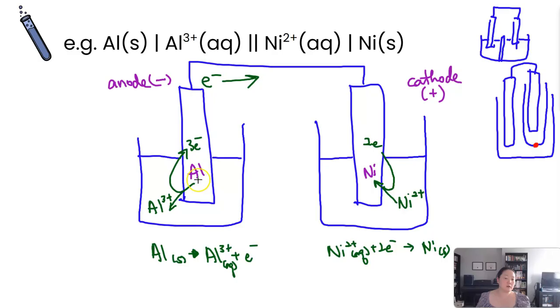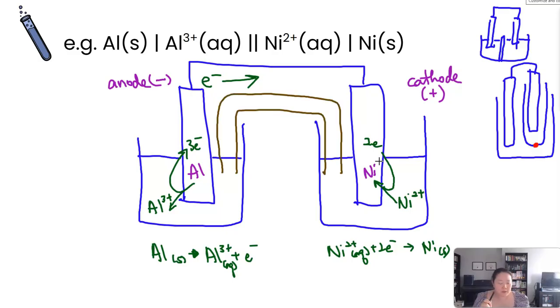You can see here aluminum is becoming the ion, and 3 electrons are being released from the aluminum. And here your nickel ions are becoming the nickel, and then the electrons are combining with those ions to get your nickel metal. You can also write your half reactions underneath the whole thing. Probably a good idea and usually expected.